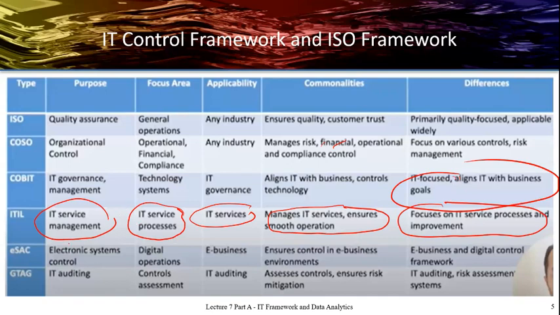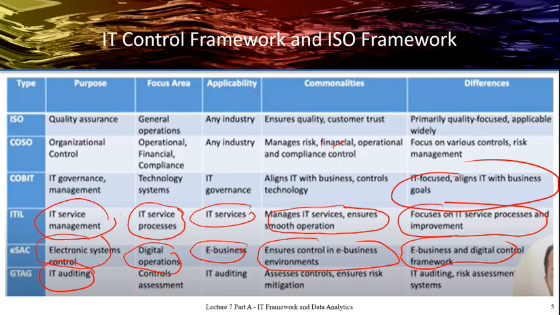ISACA is for electronic system control. This is for digital operations, especially applicable to e-business. If you're running an e-business, being ISACA certified means it's good. It ensures controls over e-business and digital control frameworks. GTAG is for IT auditing purposes. Controls assessment, and it does the IT auditing. It assesses controls, ensures risk mitigation, IT auditing, and risk assessment systems.